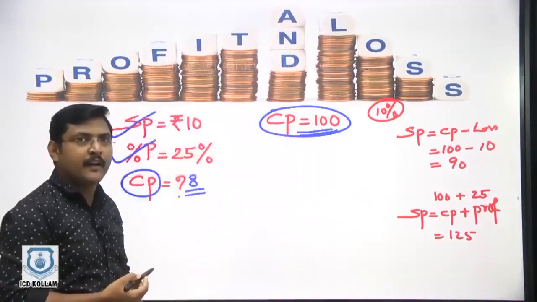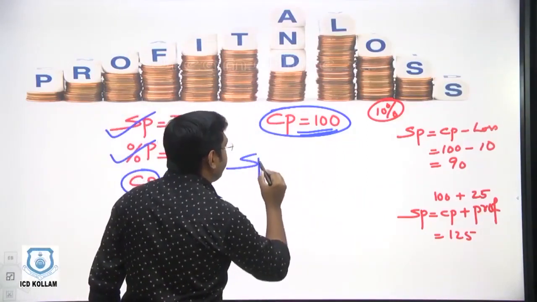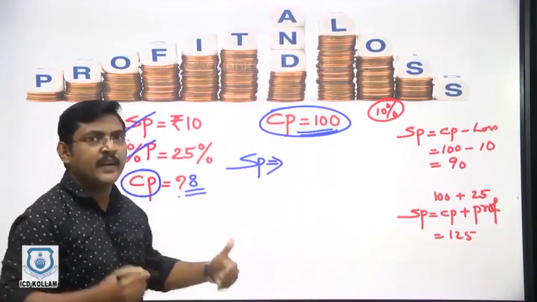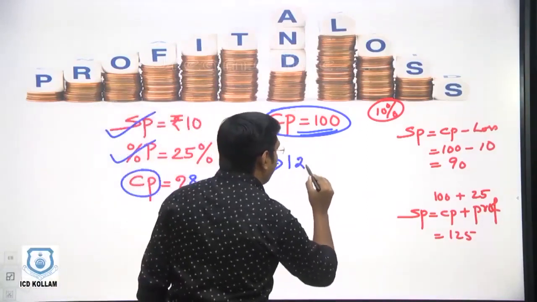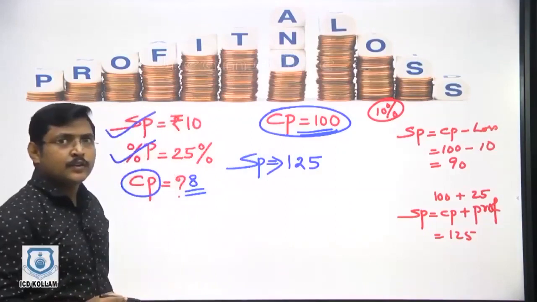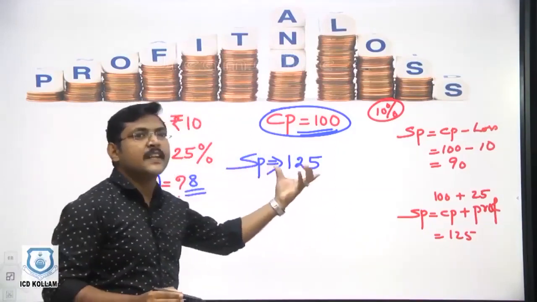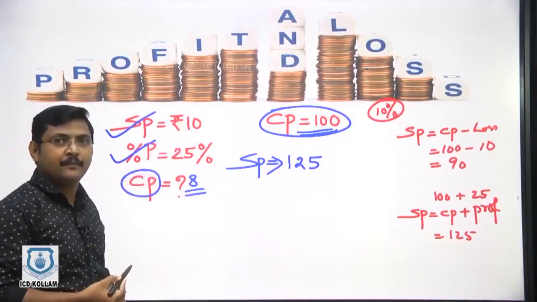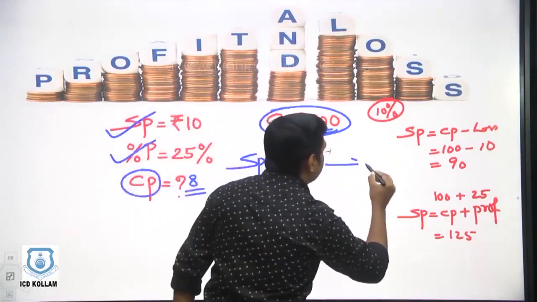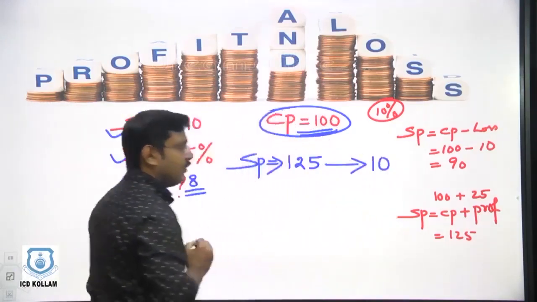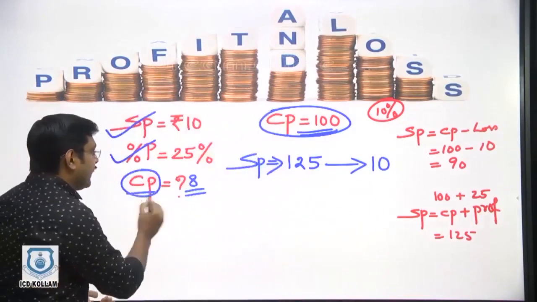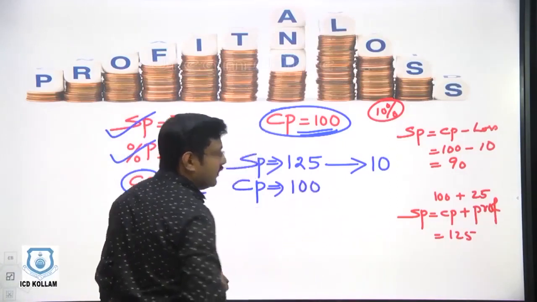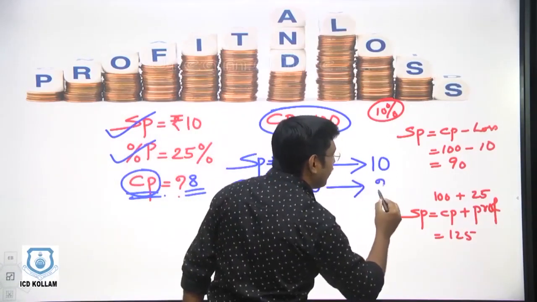Since the profit percent is 25, we can assume our selling price. If the CP is 100 and the profit percent is 25, we can directly say that our selling price is 125. So for us, with 25% profit, our selling price is 125. But in the given question, with the 25% profit, the selling price is rupees 10. So corresponding to our 125, the value for this question is 10. And what we need to find? We need to find the CP. Our CP is always 100. So corresponding to 100, the value for the given question is?